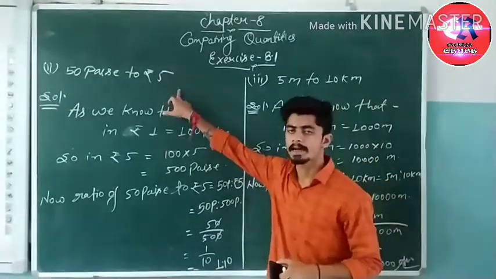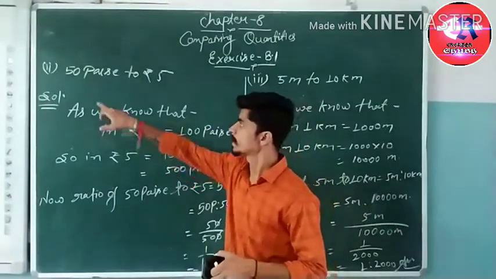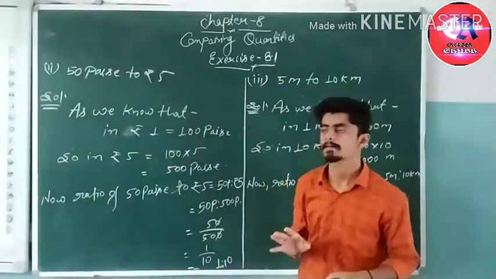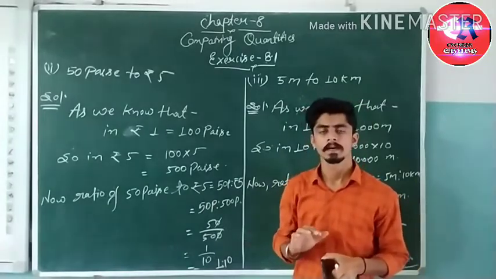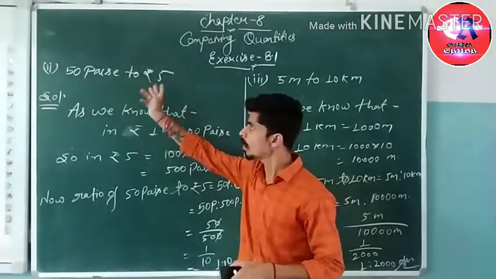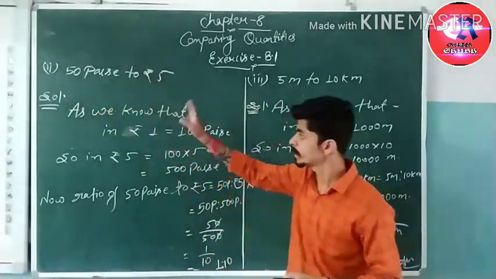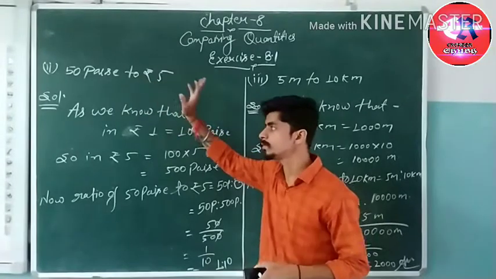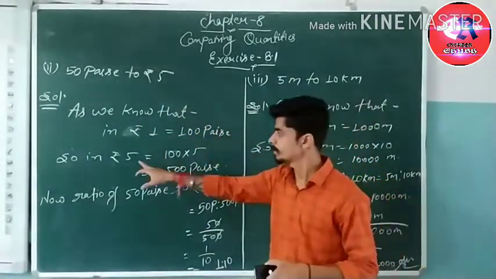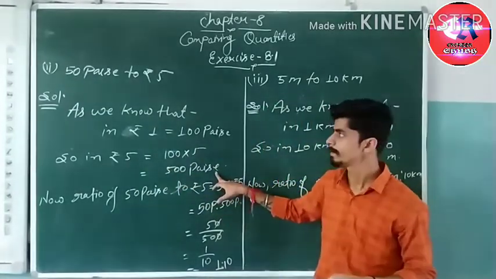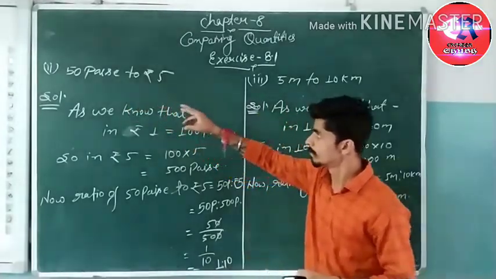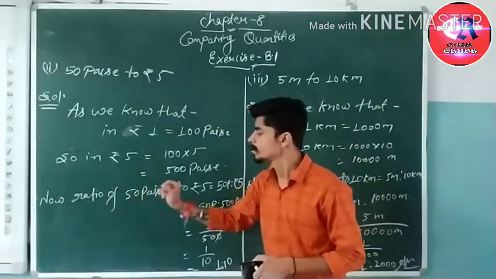Rupees 50 paise to 5 rupees. Here we can see that 50 is in paise and 5 is in rupees. The measurements are different, so firstly we have to convert the measurements to the same unit. We can convert the rupees into paise, or the paise into rupees. Here we are going to convert the rupees into paise, and as we know, 1 rupee is equal to 100 paise, so in 5 rupees there will be 500 paise. Now 5 rupees becomes 500 paise, and there is 50 paise by default.